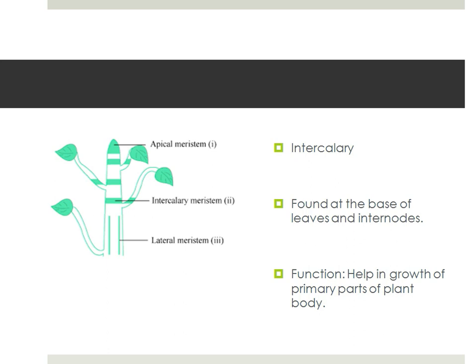Second one is intercalary. As the name suggests, it is present between two things. What between what two things? It may be present in the middle of the shoot system. So it may be there in the leaves, it may be there on the internodes. It can be seen as depicted in the diagram. It helps in the primary growth of the plant. The stem grows and it is further branched into small stems again. Then it is holistically a primary growth. It is holistically a linear growth of plant.